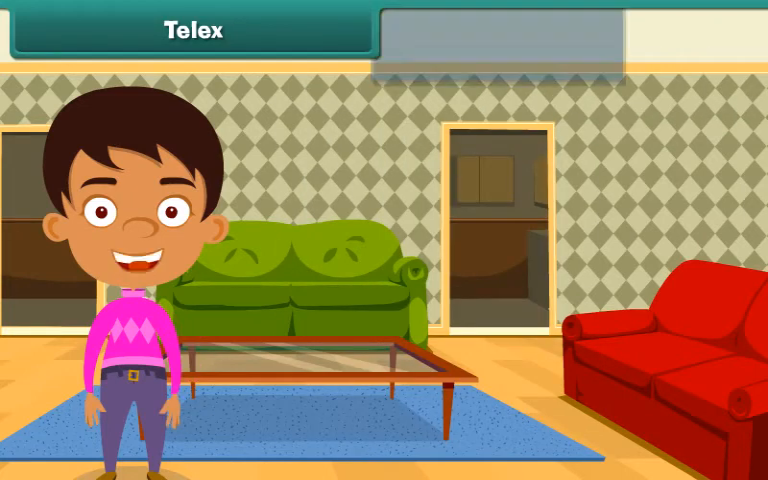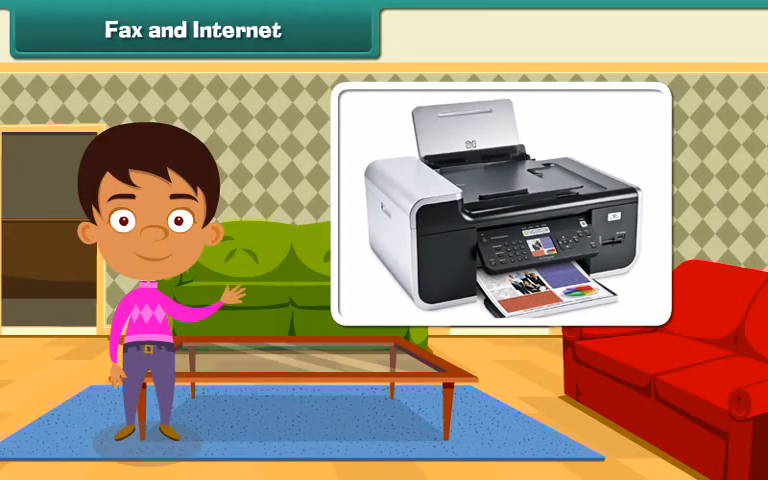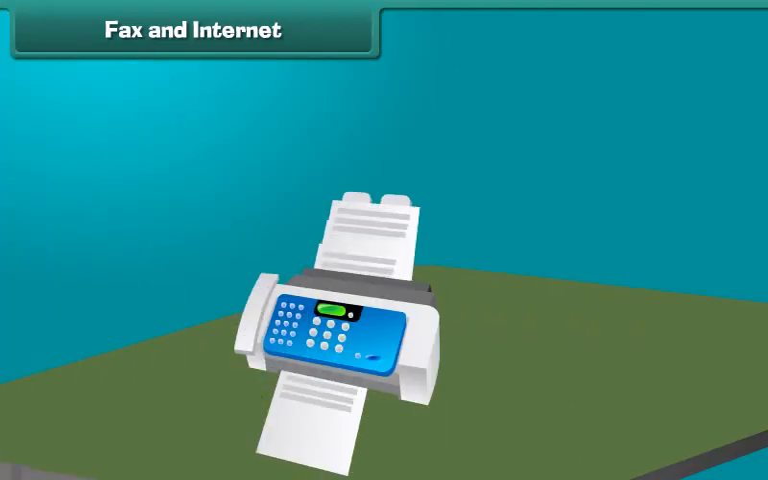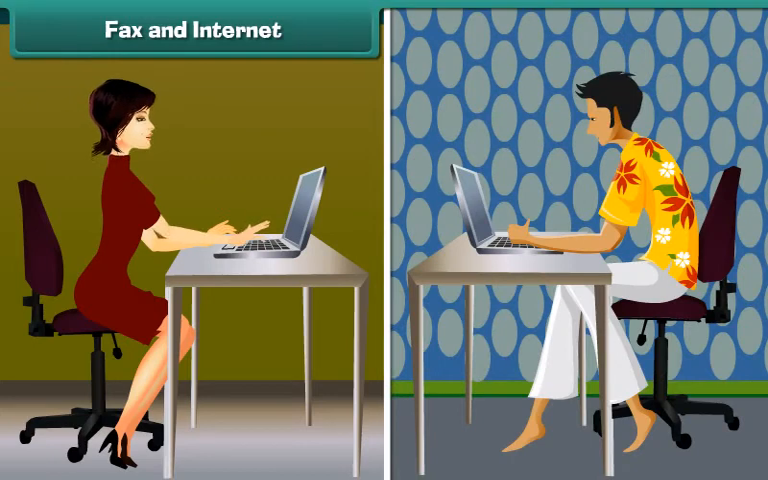Now let us have a look at some modern means of communication. First modern means of communication is facsimile or fax. Actually, this is an electronic device that sends handwritten or printed messages like letters, diagrams, graphs, and sketches instantly. Do you know how a fax machine works? By using telephone lines, the fax machine sends the exact copy of the document to another fax machine at the receiving end.